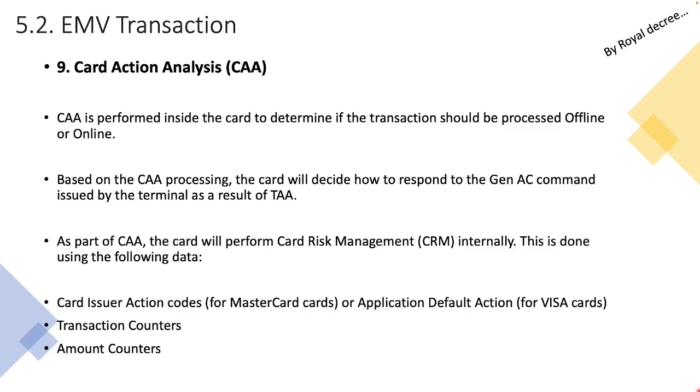If it was a MasterCard card, then it would be card issuer action codes. If it was a Visa card, then it would be application default action. And obviously, depending on the other brands, Amex, Diners, etc., they could have different names for these sets of action codes. The card also uses transaction counters, which we've discussed in one of the previous videos around the counters in the EMV issuing section, and it looks at the amount counters, which are covered in the same section.